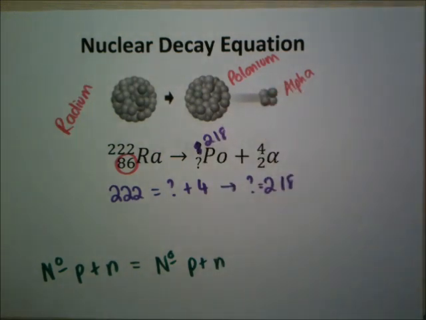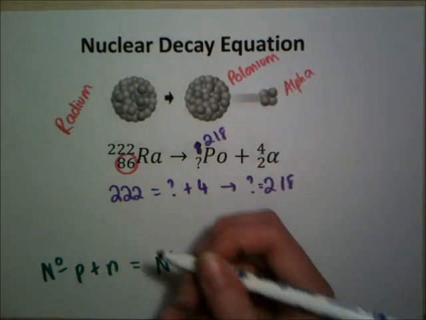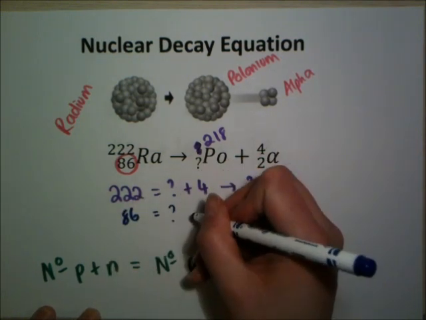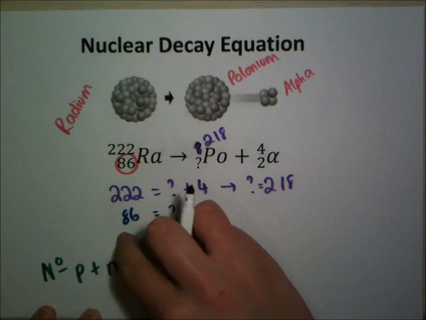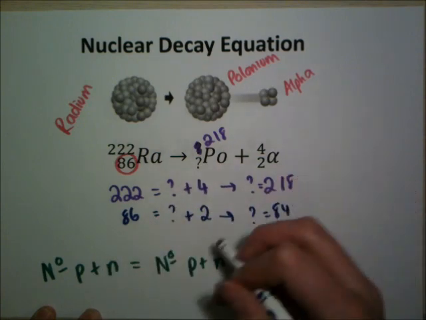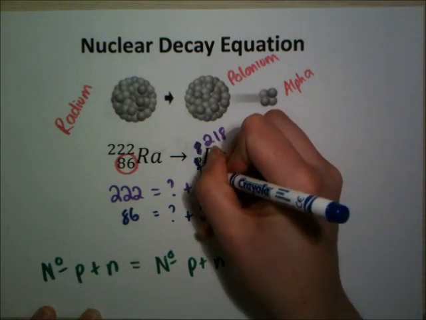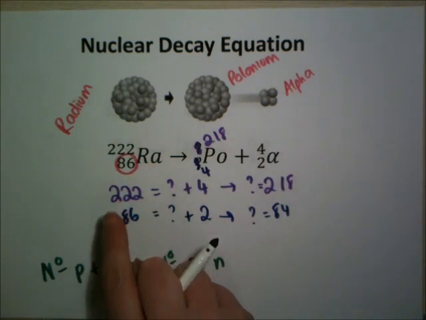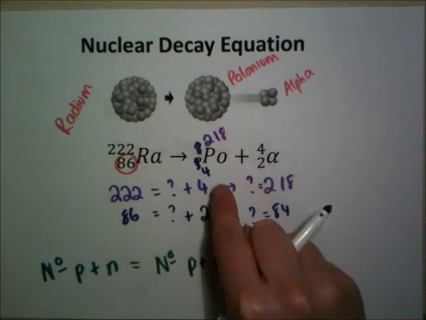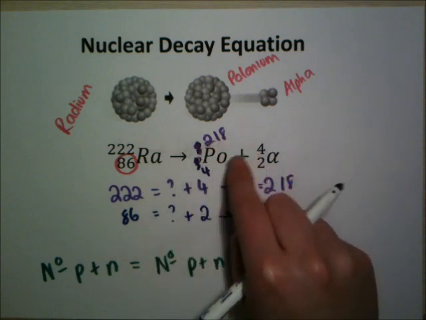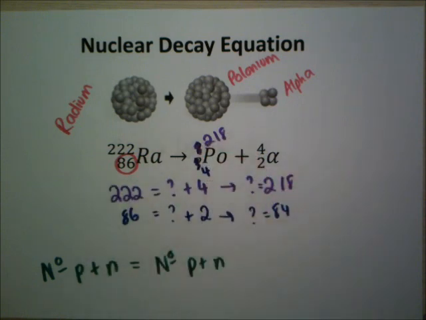Now the next number is the atomic number, 86. This stays the same as well. It's going to be equal to something plus 2. So I know that that number there is going to have to be 84, because 84 plus 2 is 86. So the proper way to write this equation is that radium, 222, 86, becomes polonium, 218, 84, plus alpha, 4, 2. And if you look along, 222 is equal to 218 plus 4, 86 is equal to 84 plus 2.